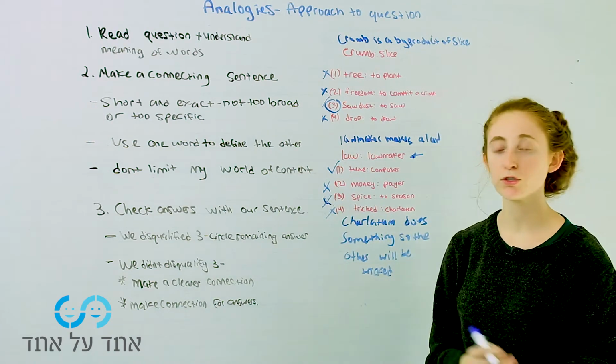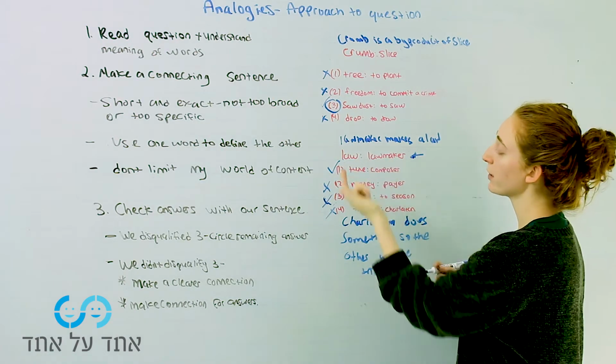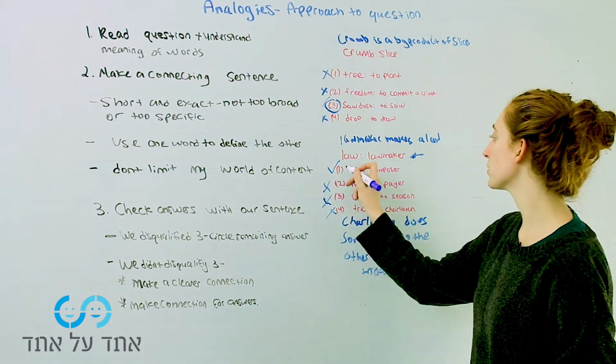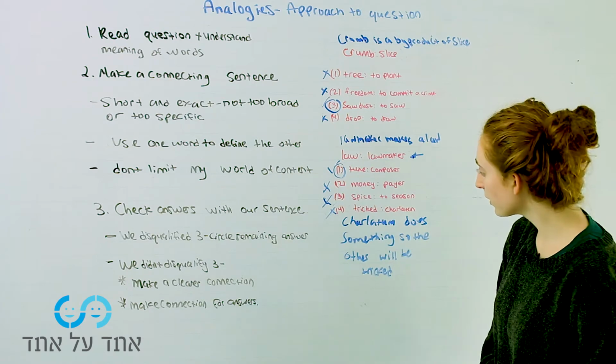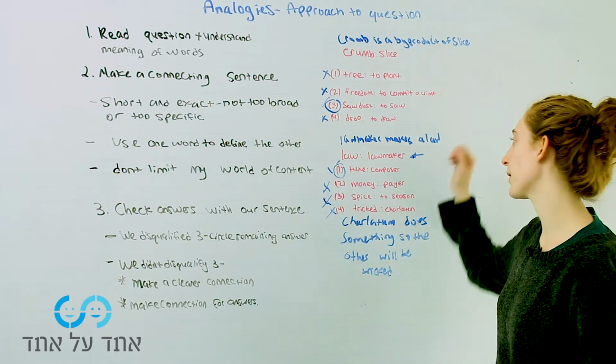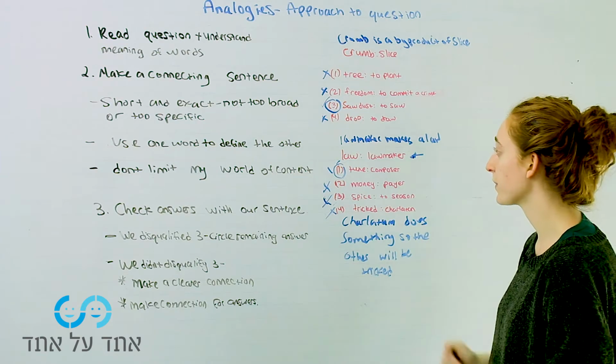Let's check a tune and composer. So a composer creates a tune, a lawmaker creates a law. This is true. So this is my right answer. Okay, so that was the 2 examples. You can either make a clear connection or make a connection from the answers.